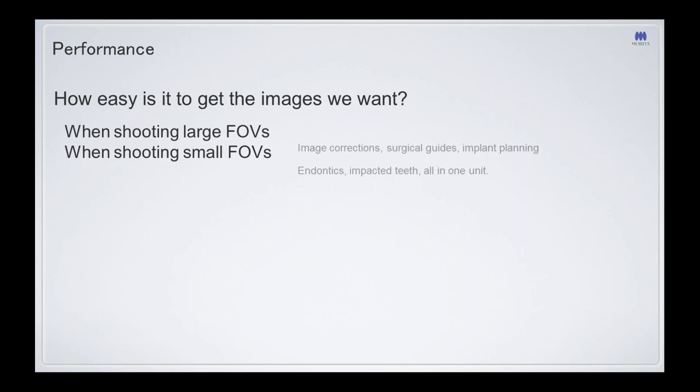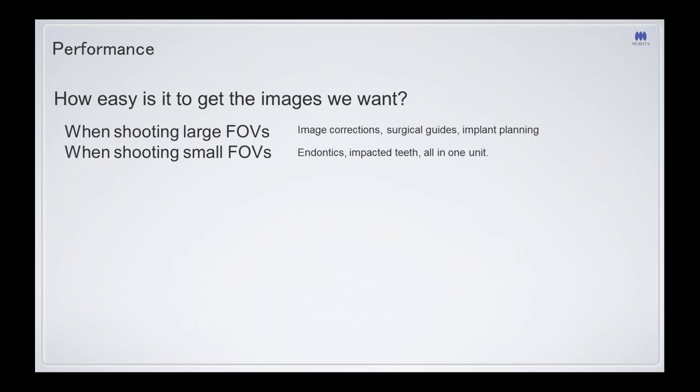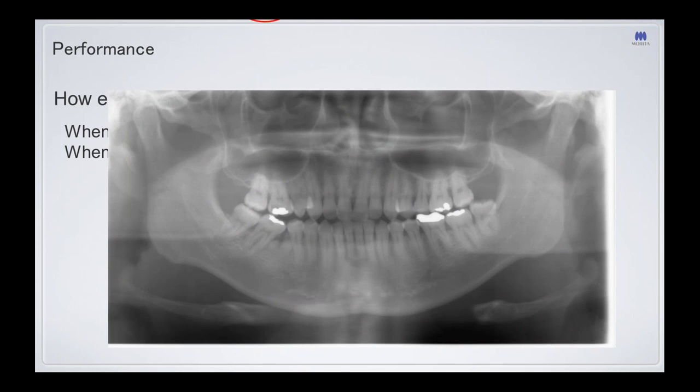Most machines will provide a two-directional scout function, which takes a posterior-anterior and lateral image that allows you to change and manipulate on the computer where you want the volume to be taken. And in some cases, you can actually do this on the panoramic image itself.